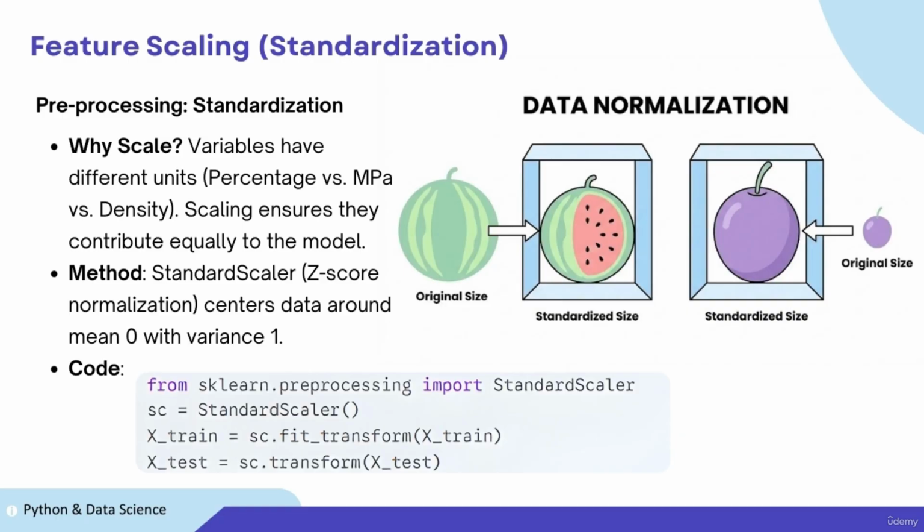Still on pre-processing, we need to talk about feature scaling. Our variables have very different units. Cement is a percentage, 0 to 8, but suction is in megapascals, up to 286. If we don't fix this, the model will think suction is more important just because the number is bigger. We use a technique called standardization, or z-score normalization. This scales all variables so they have a mean of 0 and a variance of 1. It creates a level playing field for the math inside the algorithm.